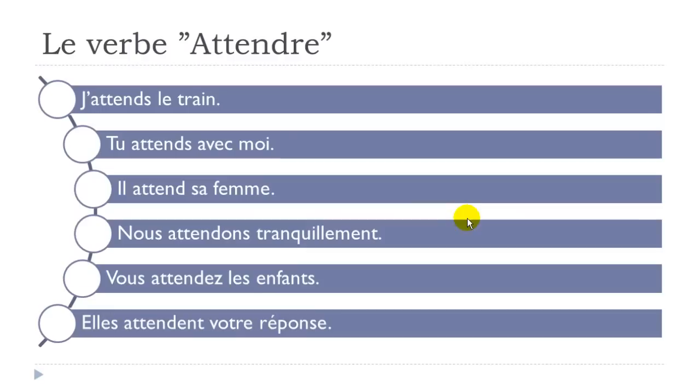So I will read them one more time, and I will read them at my normal speed. Just for you to get used, because I've been reading them quite slowly when we were recording them previously, okay? So, j'attends le train, tu attends avec moi, il attend sa femme, nous attendons tranquillement, vous attendez les enfants, elles attendent votre réponse.